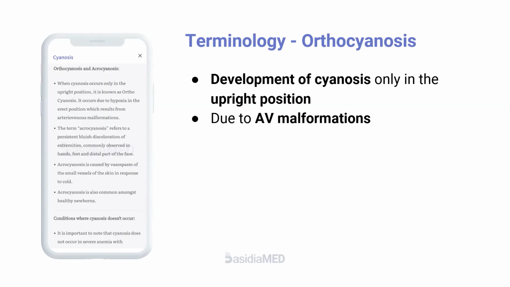Two important terminologies associated with cyanosis are orthocyanosis and acrocyanosis. When cyanosis occurs only in the upright position, it is known as orthocyanosis. It occurs due to hypoxia in the erect position, which results from arteriovenous malformations.